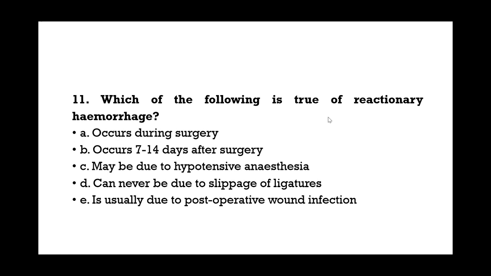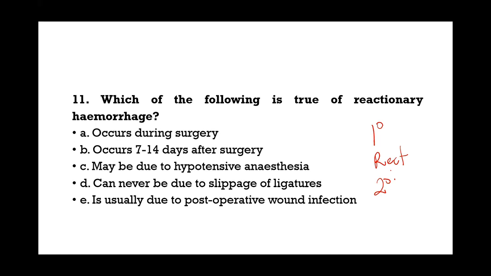Now, you should know that hemorrhage is classified, one, based on timing. Based on timing, it could be classified as primary hemorrhage, reactionary hemorrhage, and secondary hemorrhage. Primary hemorrhage is the hemorrhage that occurs at the time of the procedure. When there is excessive bleeding at the time of surgery, that is primary hemorrhage. Now, reactionary hemorrhage is hemorrhage that occurs in less than 24 hours of surgery.